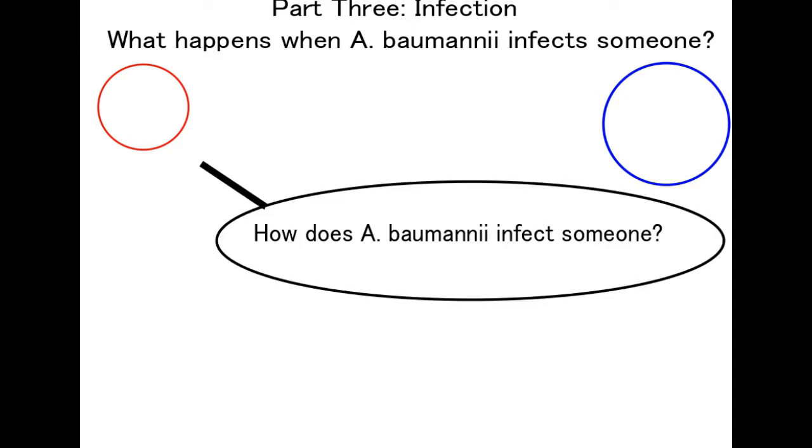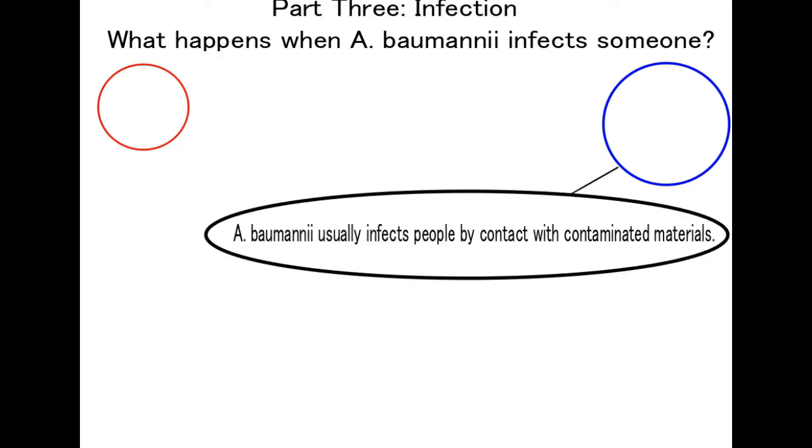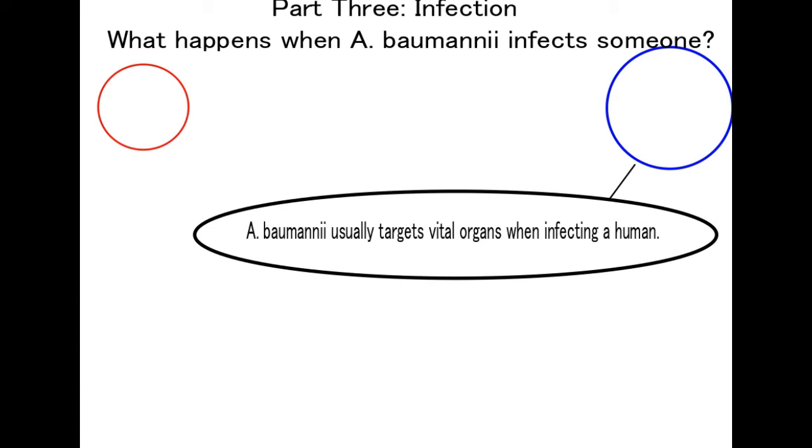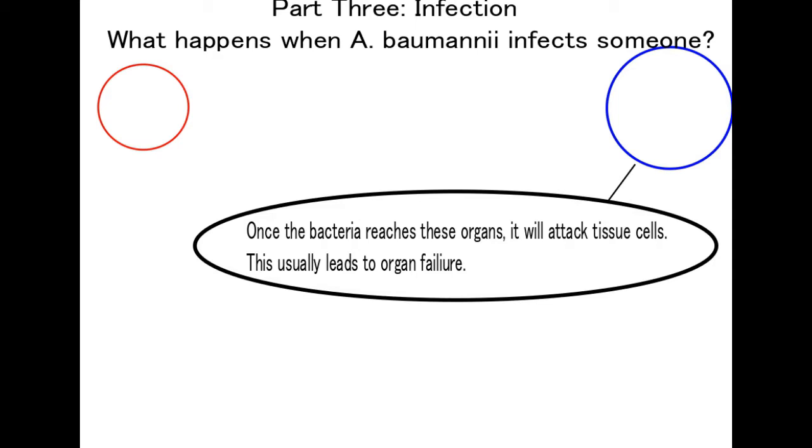So, how does A. baumannii even infect someone? A. baumannii usually infects people by contact with contaminated materials, such as the aforementioned catheters and surgical drains. What areas of the body and organs does A. baumannii target? A. baumannii usually targets vital organs when infecting a human. These include the lungs, kidneys, liver, and heart, and sometimes other vital organs around the body. Once the bacteria reaches the organs, it attacks tissue cells. This kills the organ and leads to organ failure.